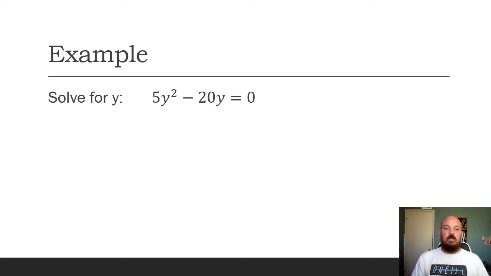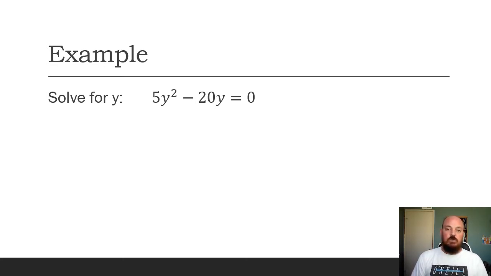Let's start with this one right here. We're going to solve this equation for y. We have 5y squared minus 20y equals 0. And if you think about the last time we did this type of question, it's kind of missing the constant term. Normally it would say 5y squared minus 20y plus some other number, and you could factor that. Well, that's because this is a different type of factoring.